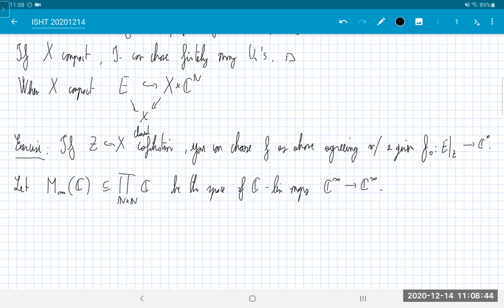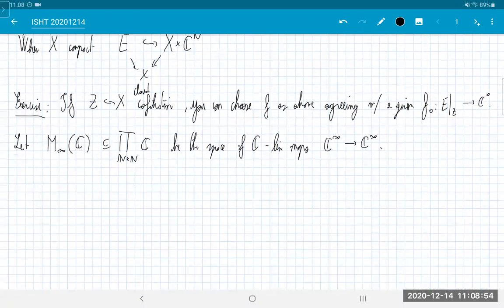But I'm topologizing it. If you want, another way of saying it is that you can topologize it as the limit. Well, no, I'm not going to be more precise, actually.